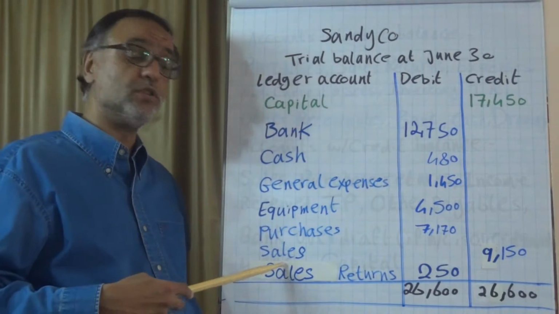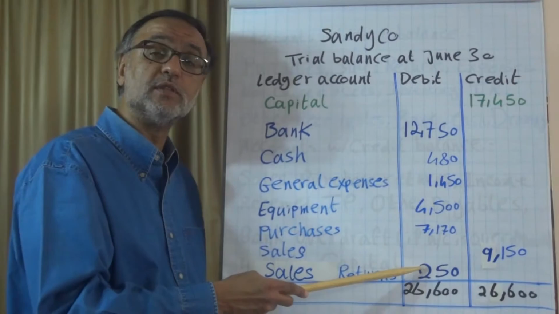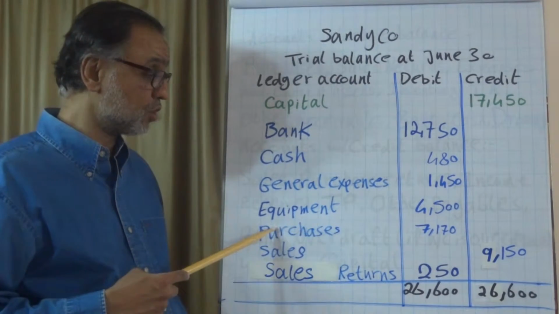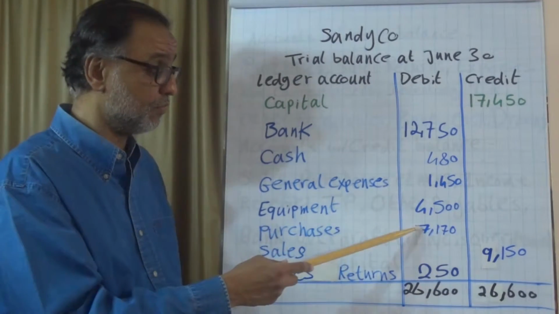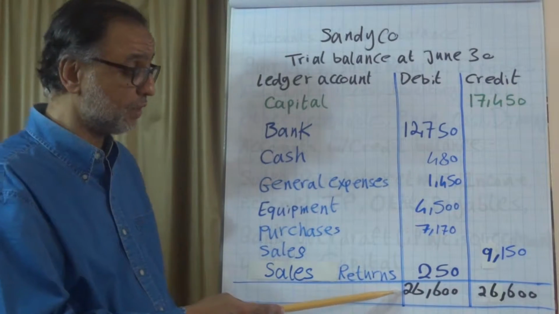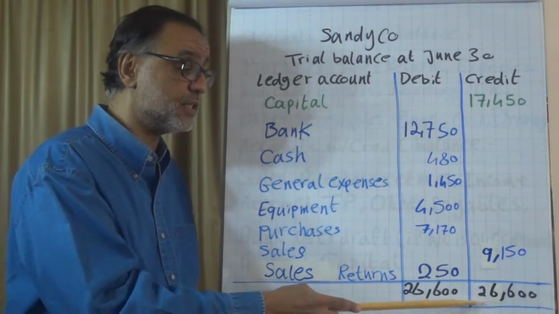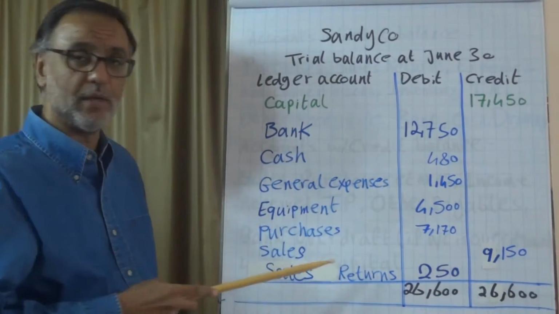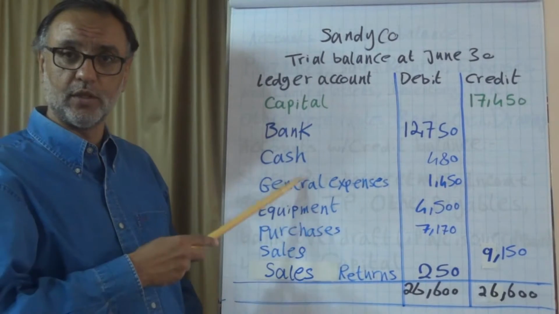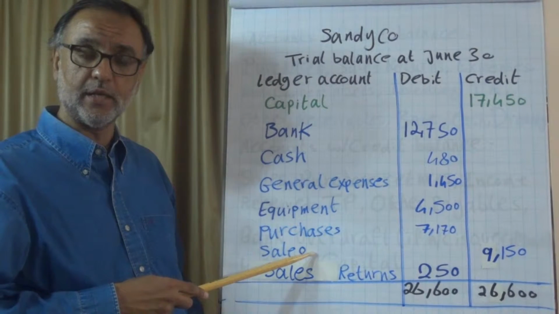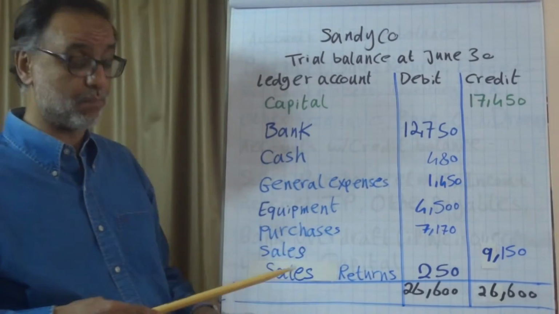Sales returns is the opposite of sales, that is debit. If there was a purchase returns, it would be credit. This is the opposite of purchases. The total is 26,600 on both sides. This is a sample. It might not include all the ledger accounts, but this is just an example.